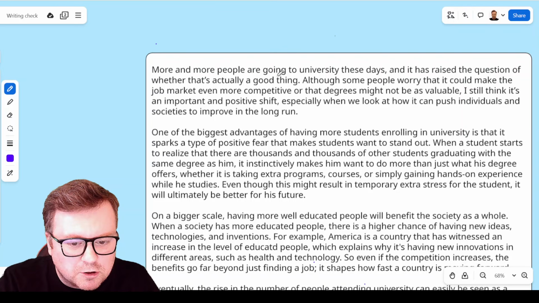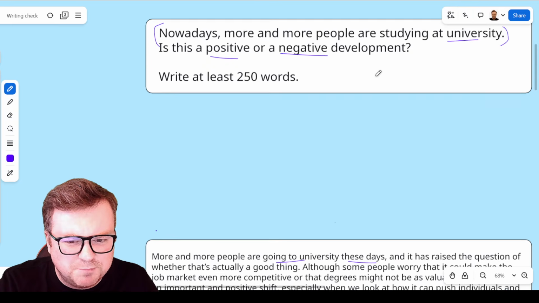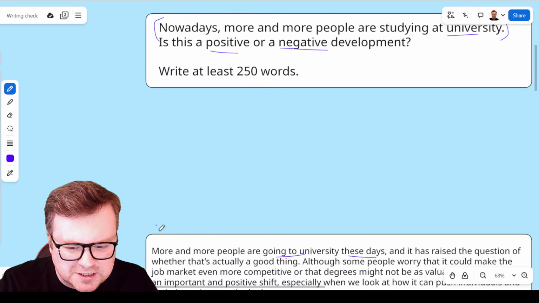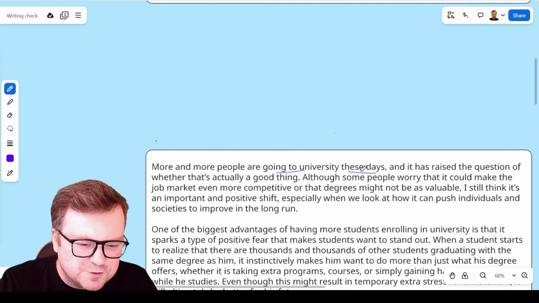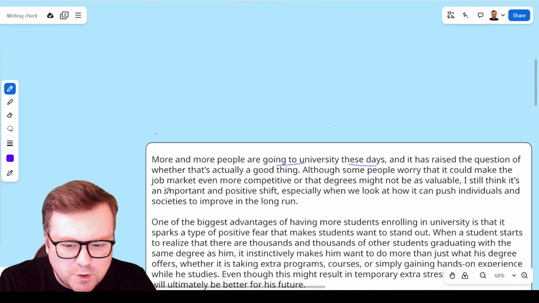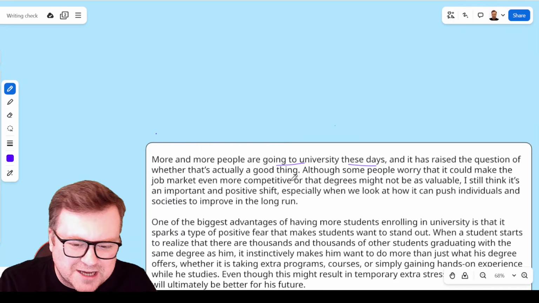More and more people are going to university these days. Okay, it feels like a very blunt paraphrase. Nowadays, more and more people are studying at university. More and more people are going to university these days. Okay. And it has raised the question of whether that's actually a good thing.